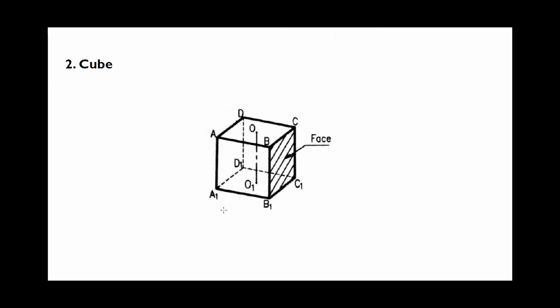In the cube, we can see that A1, B1, C1 and D1 is the base of the cube and OO1 is the axis of the cube. Similarly, the cube has faces such as AB, B1, A1, B1, C1, CB. Here we can say that A1, B1 is the edge of the base. Suppose this object is kept in HP and this is the direction of the observer. The front view here will be a square. Similarly, the top view here will be a square.